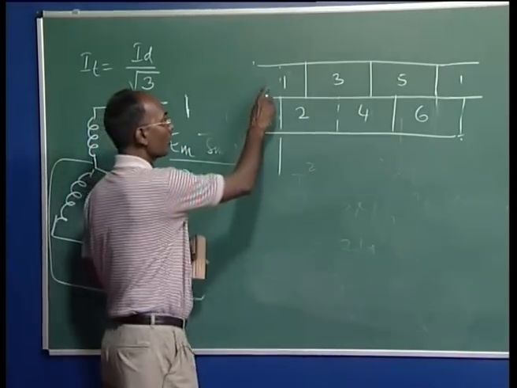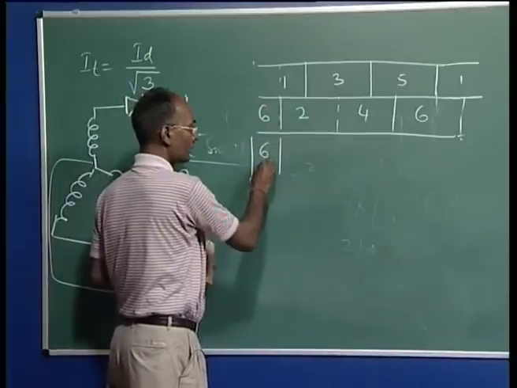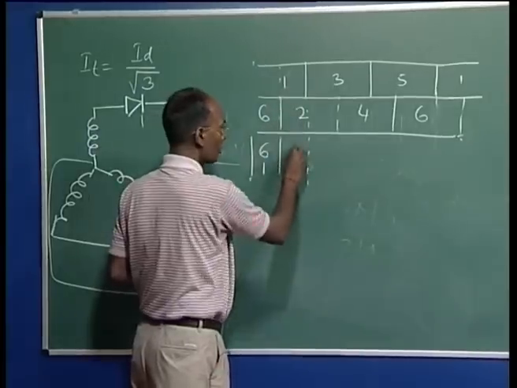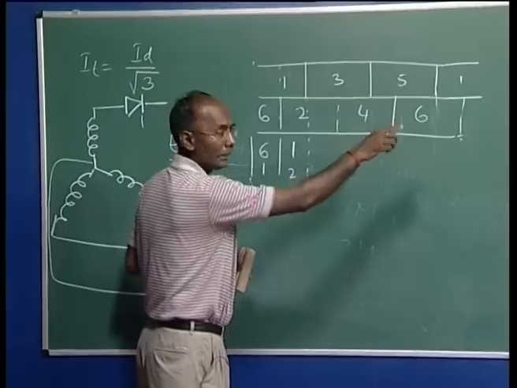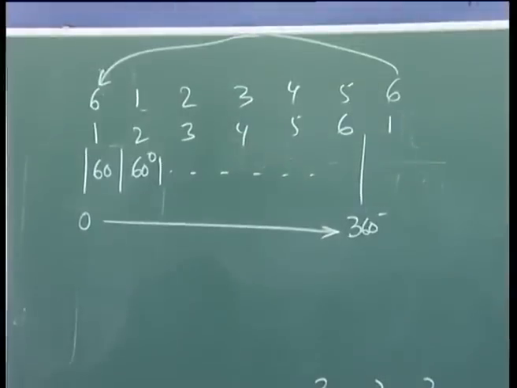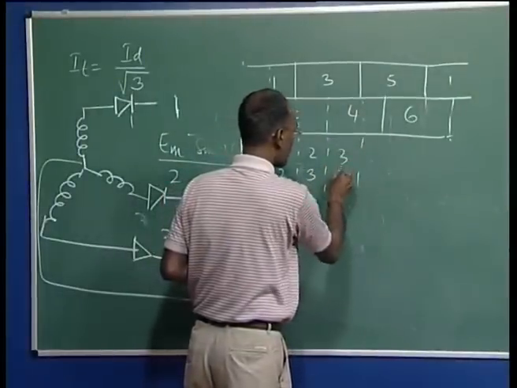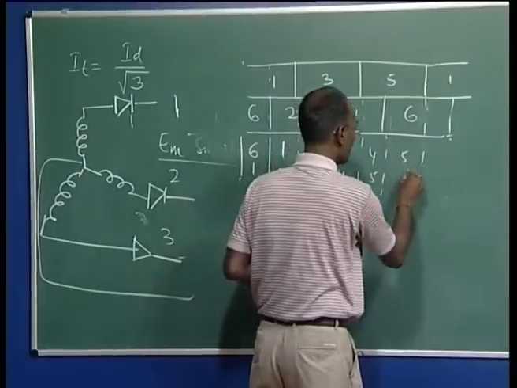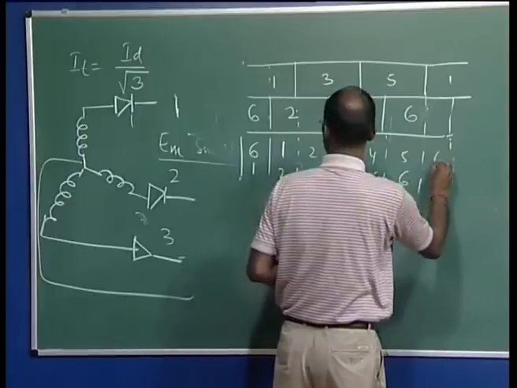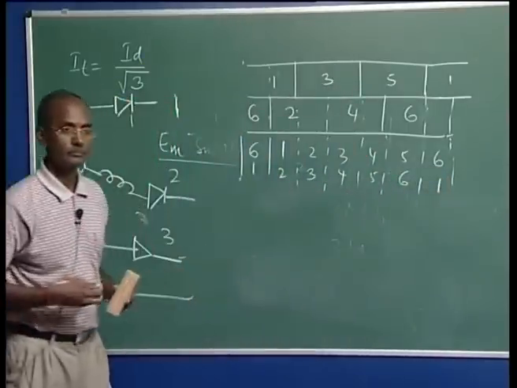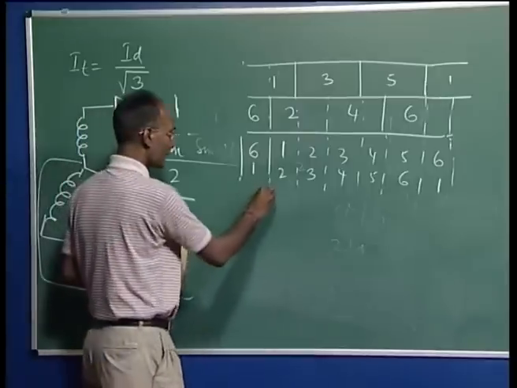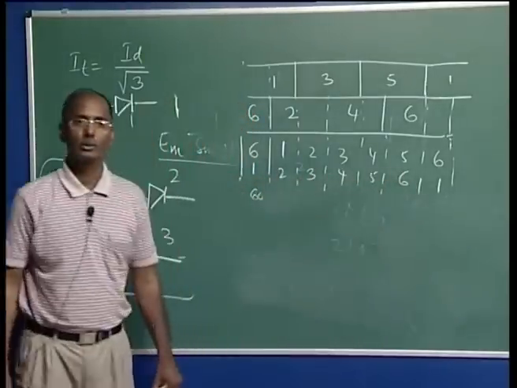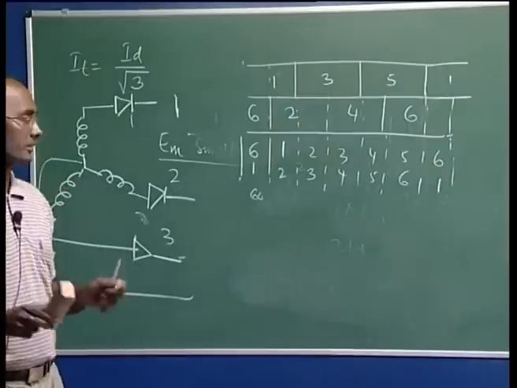So, in this case you can see 1 and 6. So, I can write 6 1 are conducting. Here in this period 1 and 2 are conducting, in the same sequence we are getting. Here it is 2 3, here 3 4, here 4 5, here 5 6, here again we are getting 6 1, which means it is repeated. So, this is basically conducting for 60 degrees, meaning all of these are 60, 60, 60. Now, you can see 6 pulses. So, it is a total of 360 degrees in one cycle.